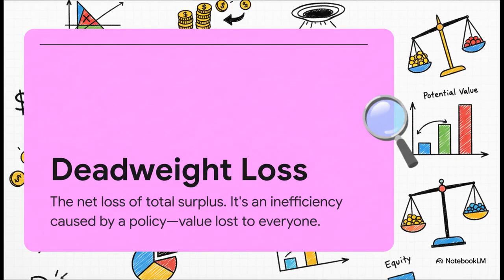The result is this thing called deadweight loss. And this is so important. This is the part of the economic pie that doesn't just go to someone else, it just vanishes. It's gone. It isn't transferred from consumers to producers or the other way around. It's a net loss of value for society as a whole. It's inefficiency you can actually measure.